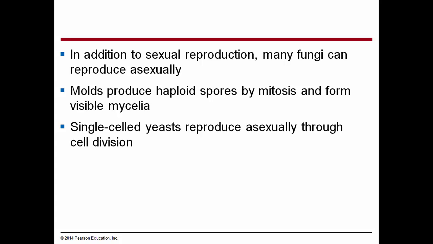In addition to sexual reproduction, many fungi can and do more frequently reproduce asexually. Molds produce haploid spores by mitosis and form visible mycelia. Single-celled yeast reproduce asexually through cell division.